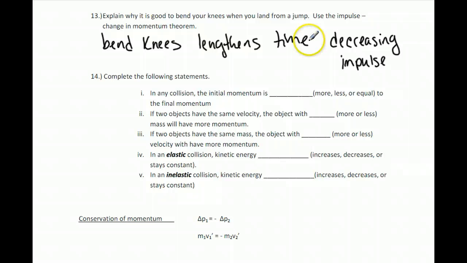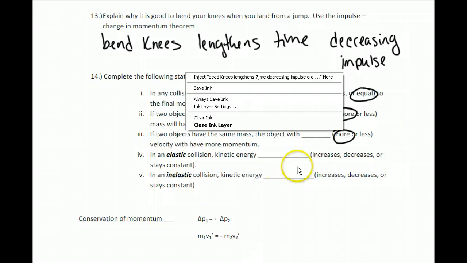So complete the following statements. In any collision, the initial momentum is blank to the final momentum. It should always be equal. If it is a perfect system, it should be an equal momentum. If two objects have the same velocity, the object with blank mass will have more momentum. The object with more mass will have more momentum. If two objects have the same mass, the object with blank velocity will have more momentum. That's question 13 or question 12.